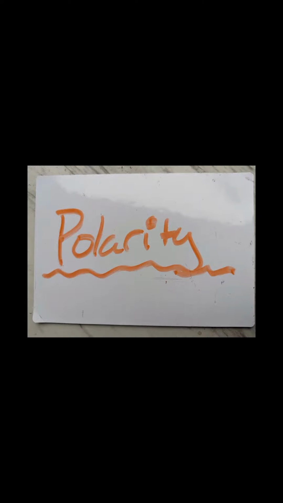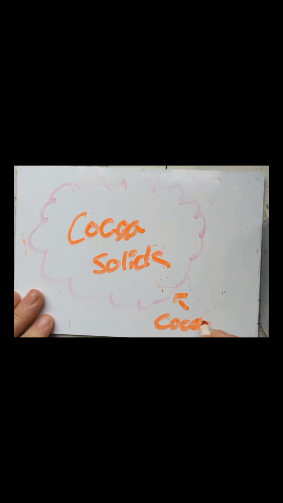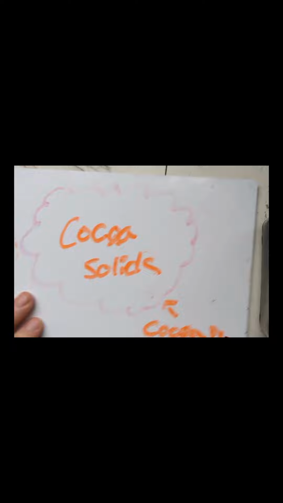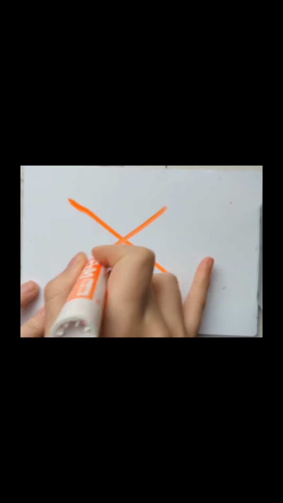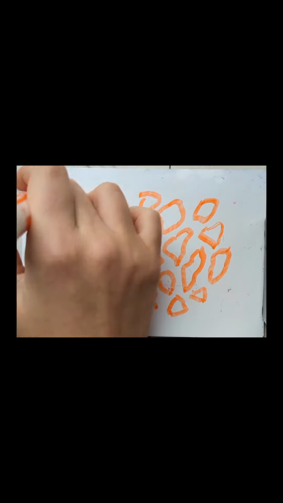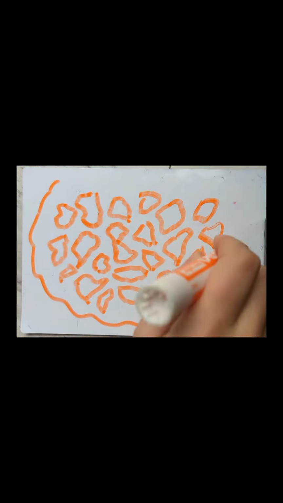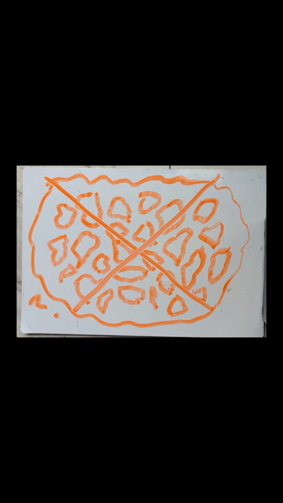Now to polarity. In contrast, cocoa solids, which make up the vast majority of cocoa powder, are polar molecules, and they are not able to form the same type of crystal lattice as cocoa butter. Instead, they form a more disordered structure. This is why chocolate that contains a high proportion of cocoa solids, such as dark chocolate, has a more gritty texture and does not snap as easily.